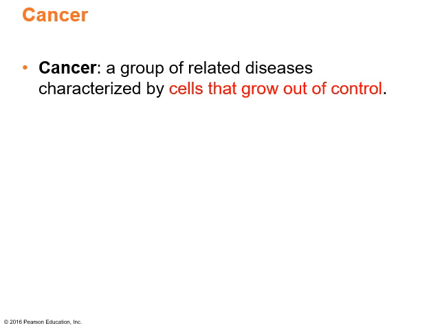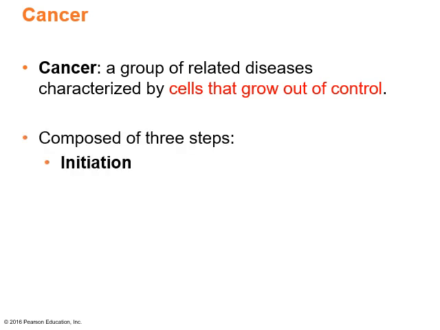Cancer. Now we're talking cancer here. A group of related diseases characterized by cells that grow out of control. That is really a very basic definition of cancer. It's composed of three steps: the initiation, the promotion, and the progression.